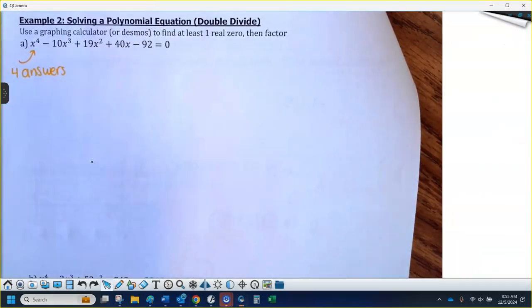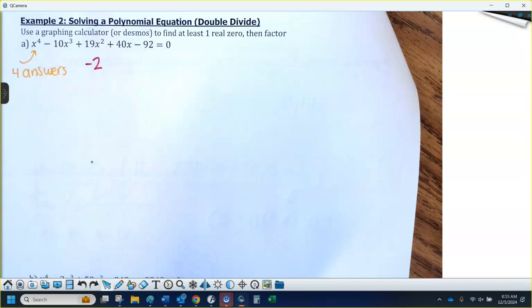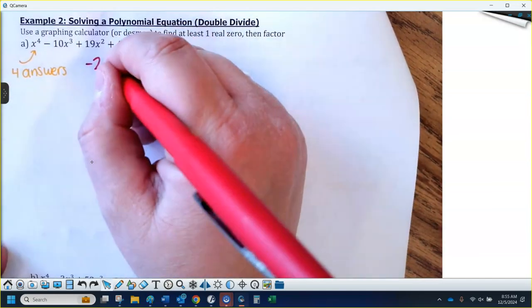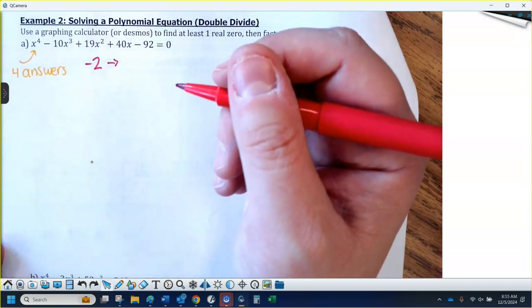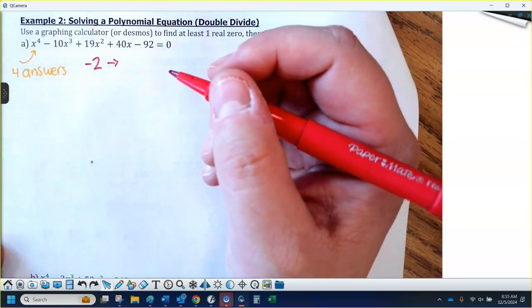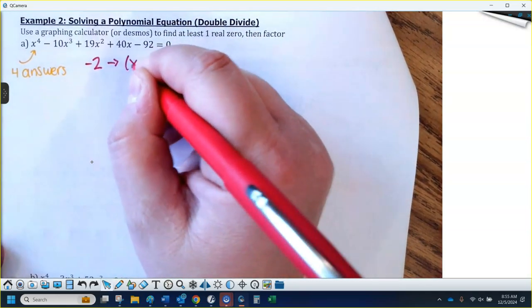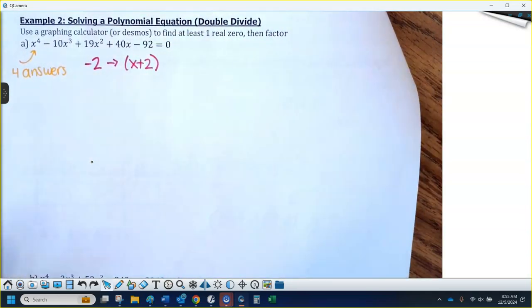So I had -2. I'm just going to start. It doesn't matter. You can pick either one to start with. If -2 was a 0, what would be the factor that'll go into that polynomial? X plus 2. Perfect. All right, so I'm just going to start there. You could start with the other nice value on the graph, +2. It doesn't matter. We'd end up with the same answer. I'm just going to start with the -2.